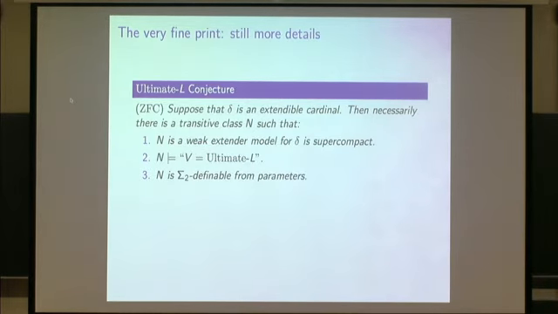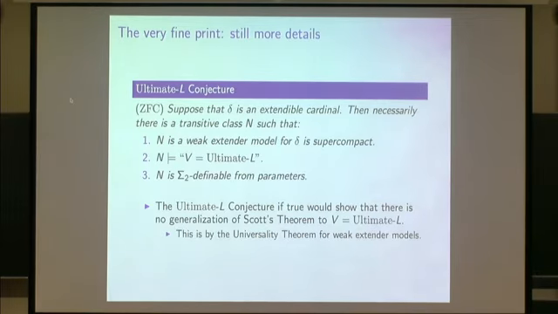So suppose that delta is an extendable cardinal. Then necessarily there exists a transitive class N such that N is a weak extender model for delta supercompact, N satisfies the axiom V equals ultimate L, and N is sigma 2 definable from parameters. The last is not really so important. I just don't want to have to deal with quantifying over classes.